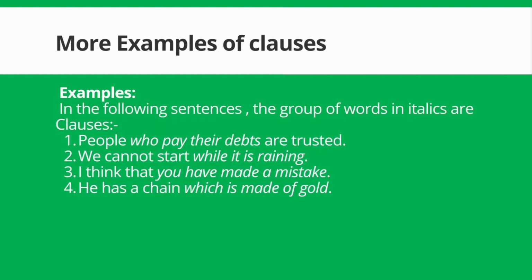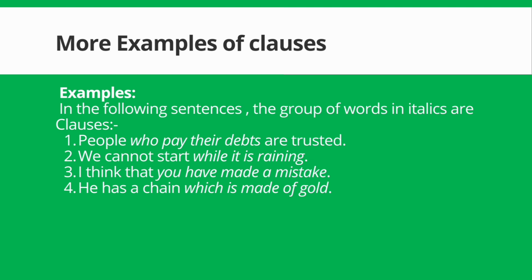More examples of clauses. In the following sentences, the group of words in italics are clauses. People who pay their debts are trusted. Here, who is the subject and pay their debts is predicate. That is why it is called clause. We cannot start while it is raining. While it is raining is a clause here.